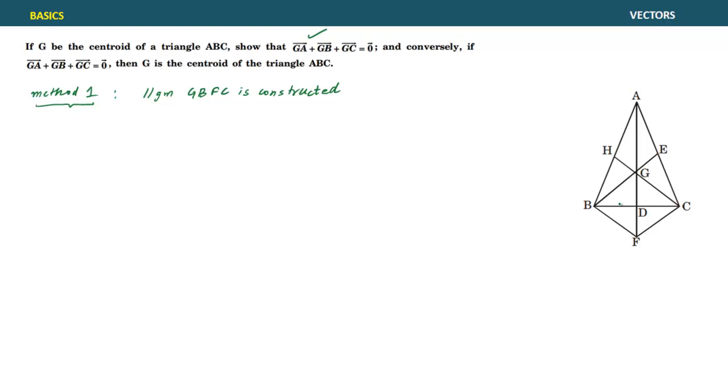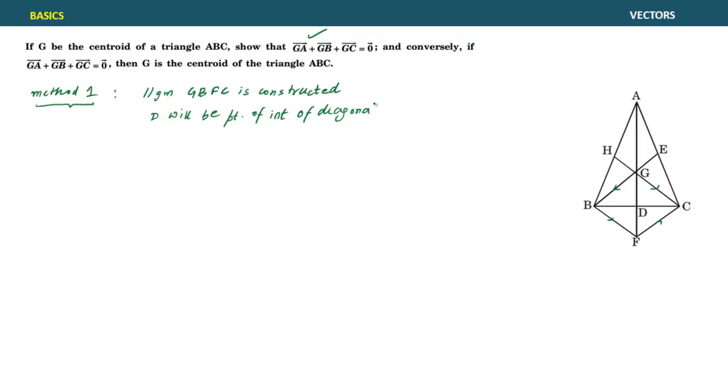The construction is that GC is parallel, so this is parallel, and if this is the side, so this is this particular side. So this is how we have taken this. Okay, so if this is constructed, the parallelogram is there, so D will be the point of intersection of diagonals, right?